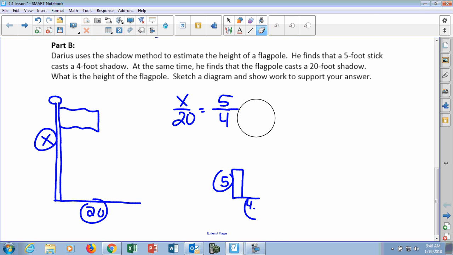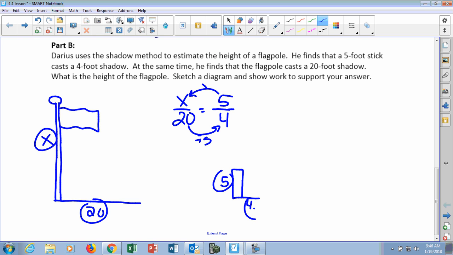So let's fix that. Okay, so from 20 to 5, what happens? We divide by 5. So to go this way, we have to multiply. What's 5 times 5? 25 feet. So that means our flagpole is 25 feet tall.